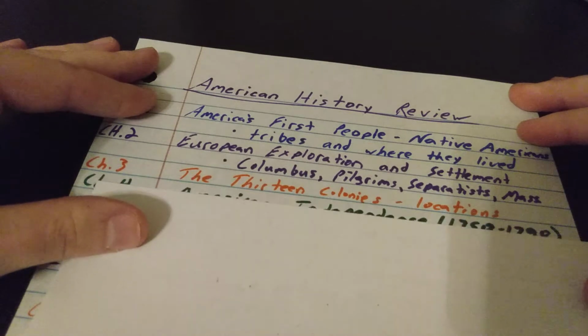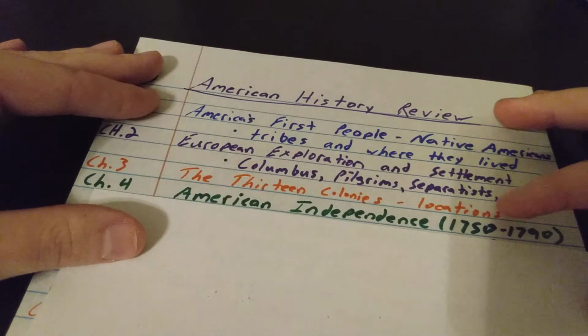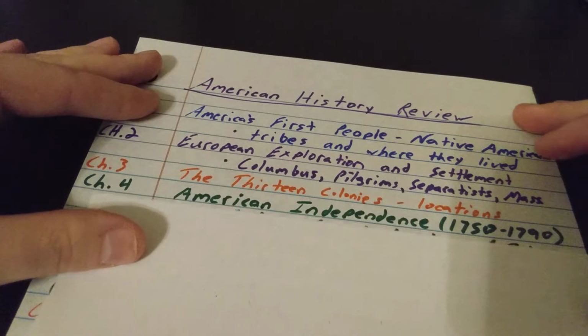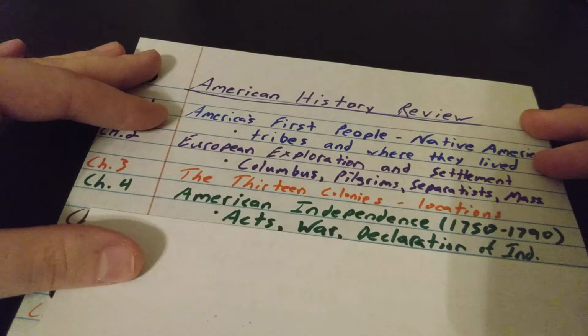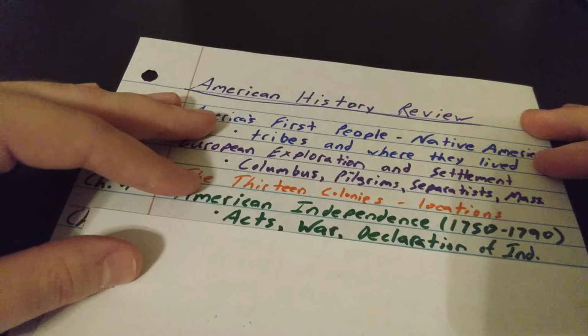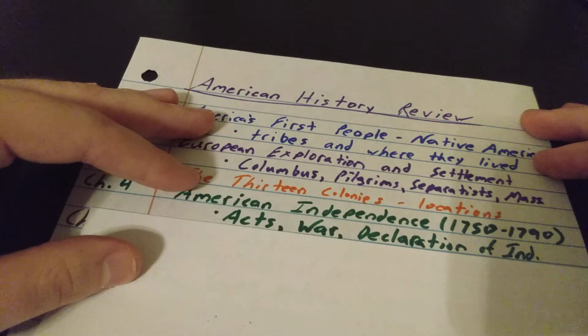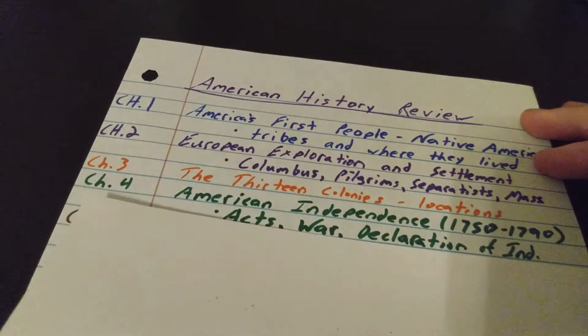Chapter 4 was on the American independence, and that chapter was from 1750 to 1790. We talked about things like the Townshend Acts, the Tea Acts, and the Boston Tea Party. We looked at those different paintings of the Boston Massacre and the different points of view that people had.